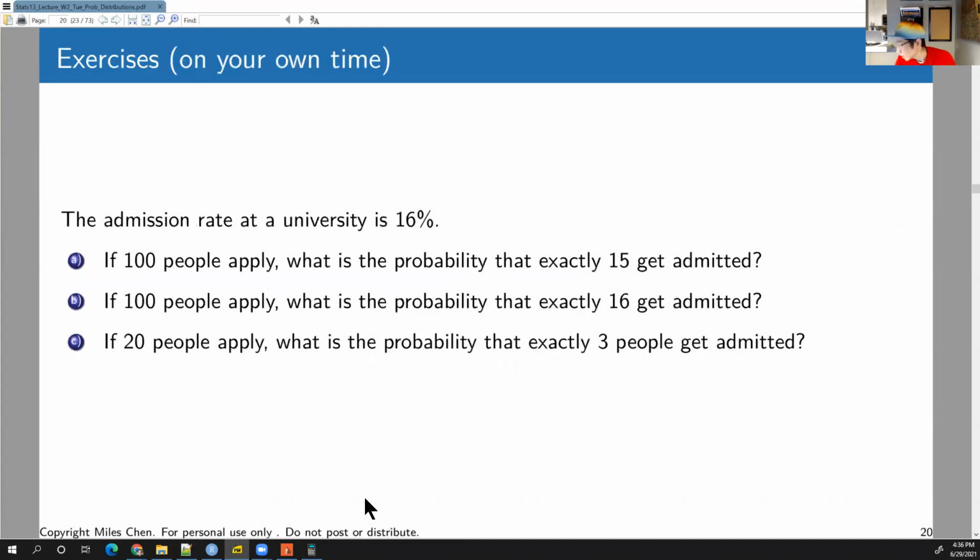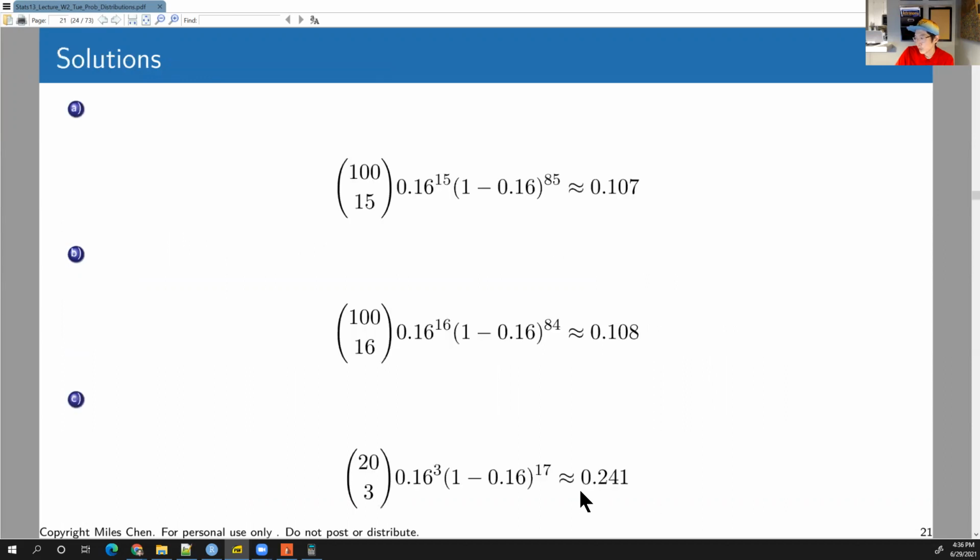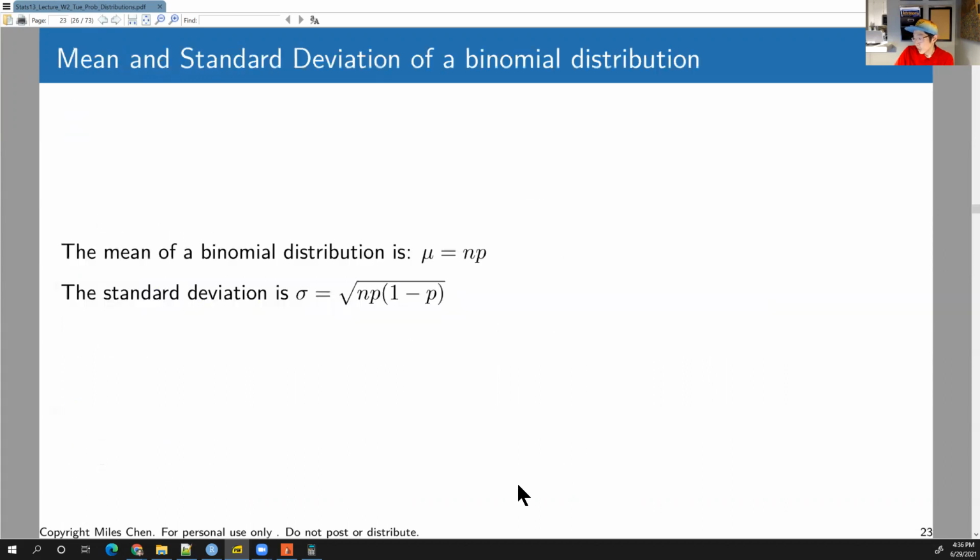Okay. In the interest of time, I will just skip over this and let you guys do this on your own time. It says, if the admission rate at a university is 16% and 100 people apply, we're going to just say this is completely random. And again, these are perhaps not good assumptions to be making, but this is what we'll say. Okay, the answers are there.